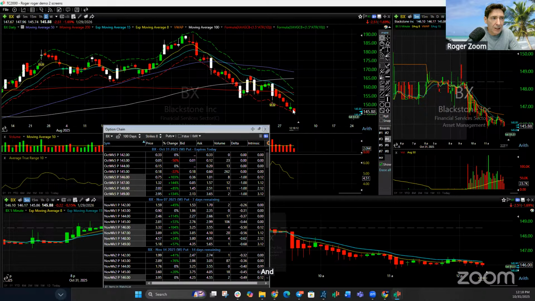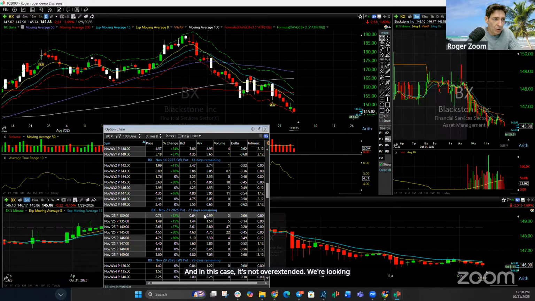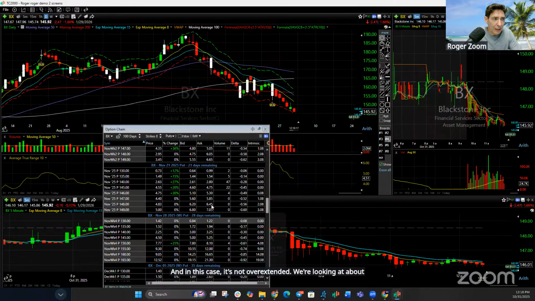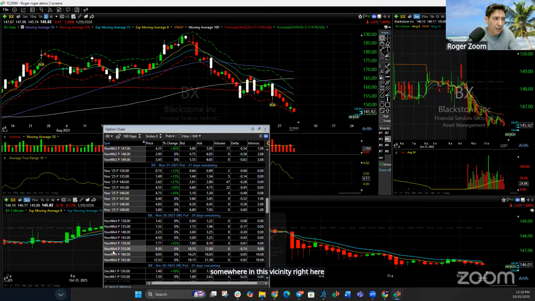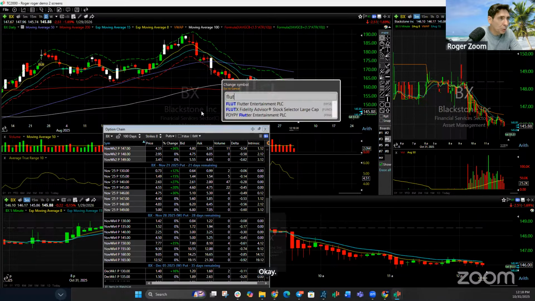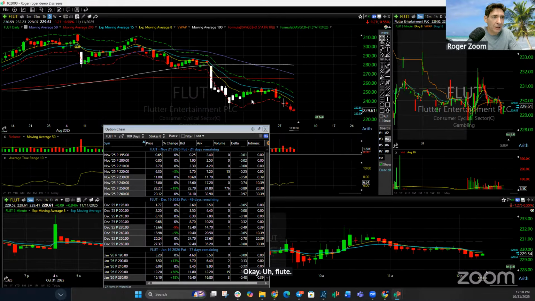And in this case, it's not overextended. We're looking at about 21 to 28 days out, somewhere in this vicinity right here. 155. Okay? Flute, also not overextended.